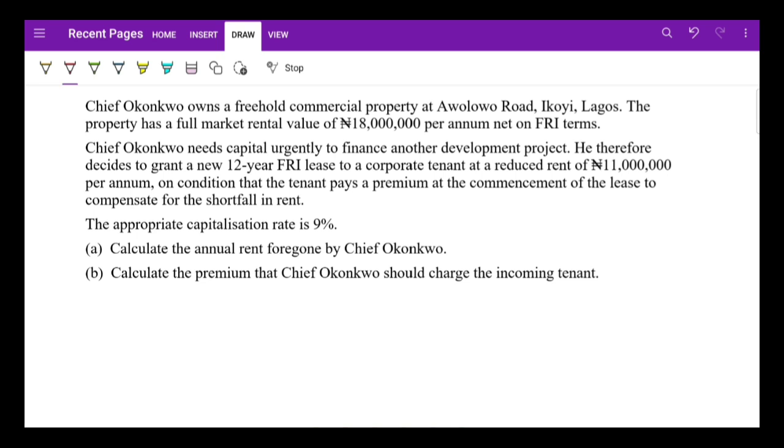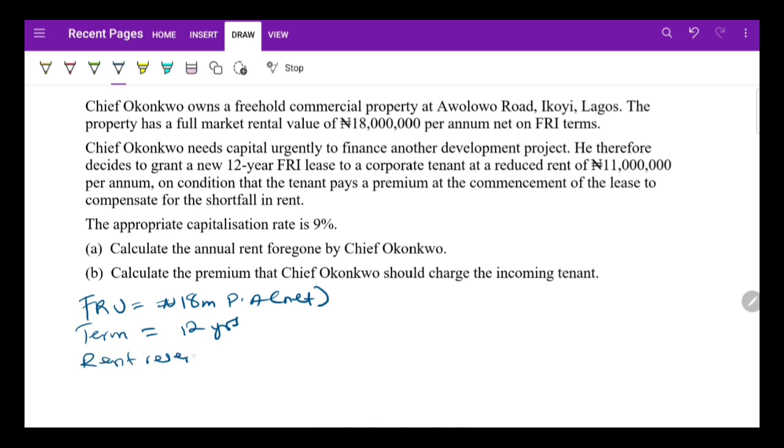Okay, so let's state the facts first. So our FRV is 18 million naira per annum net. The term is 12 years. Rent reserved is 11 million naira per annum net. Premium is unknown. Let's say x. And then the interest rate is 9%.